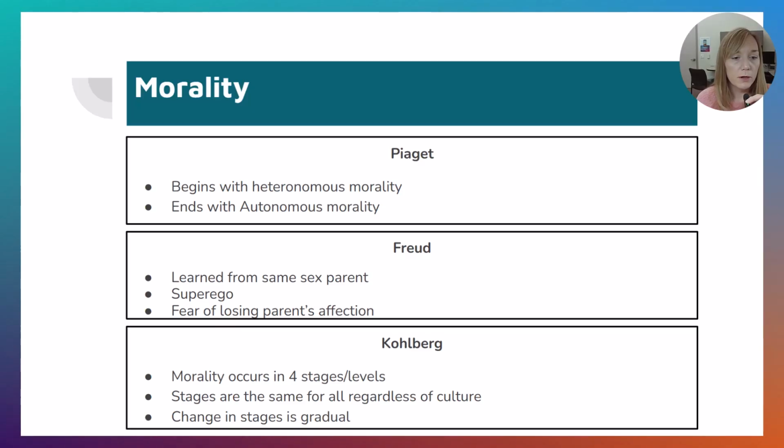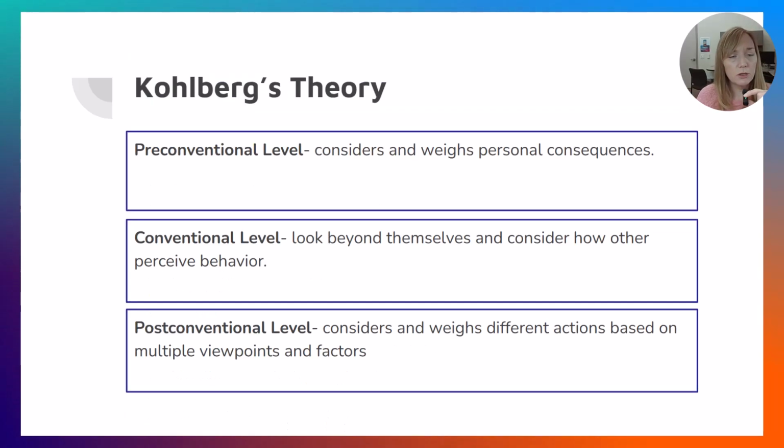The last one is Kohlberg, and he thought more in depth about morality, and he thought there were stages that you would actually move through in morality. And the stages were the same regardless of the culture you were exposed to. And really, the changes over those stages was very gradual. You weren't really jumping from one to the other very quickly. It took a lot of time for them to develop.